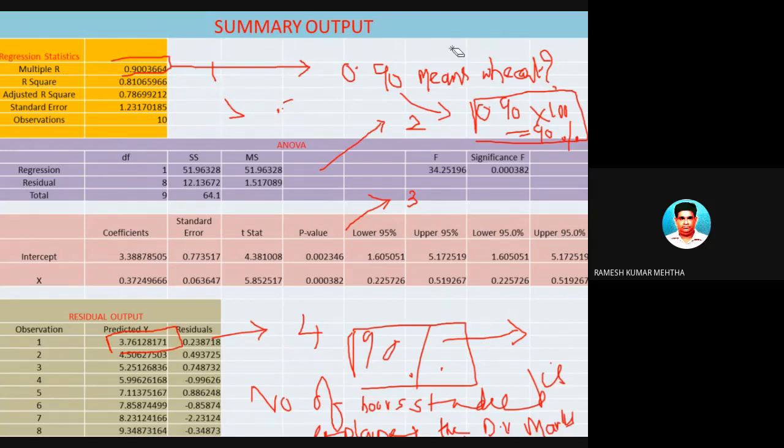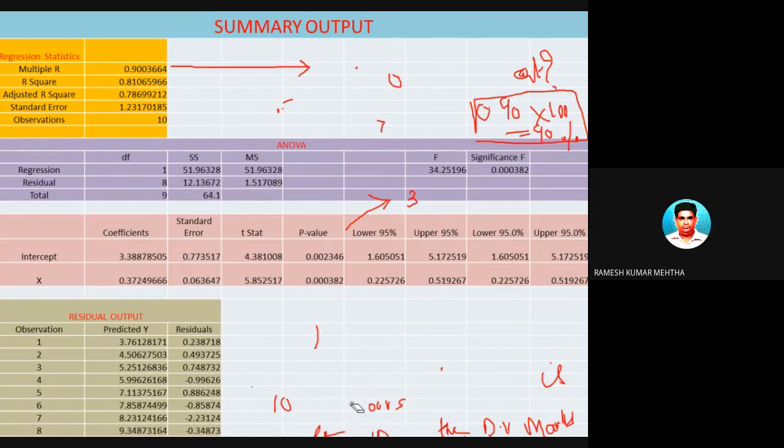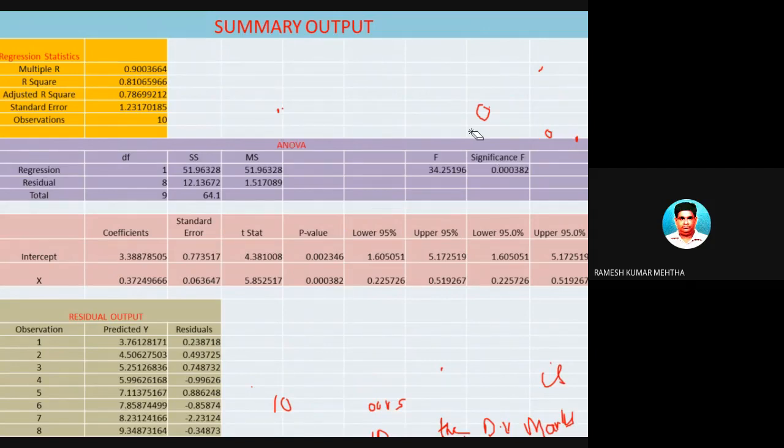Now another important thing I will tell you. Just a moment, I will wipe this out. Another one is R square. Now, if you look at the result for R square, it is derived from multiple R, which is 90%, that is 0.9. Just multiply 0.9 by 0.9, and you will get 81%. So this is the real meaning of it.